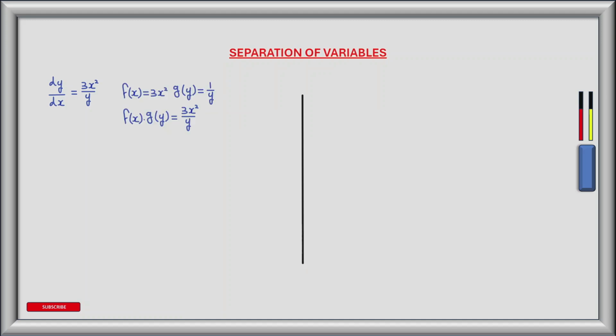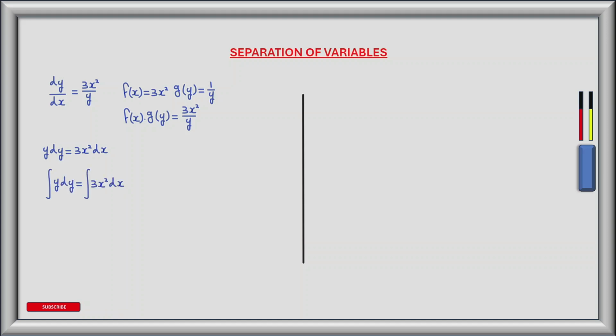In this equation, we can see that it fits the model where a function f of x is multiplied by a function g of y. In this case, f of x is 3x squared and g of y is 1 divided by y. When the two are multiplied together, we get 3x squared divided by y. If we now separate the variables and move all terms involving y to the left-hand side and all terms involving x to the right-hand side, we're left with y dy equals 3x squared dx.